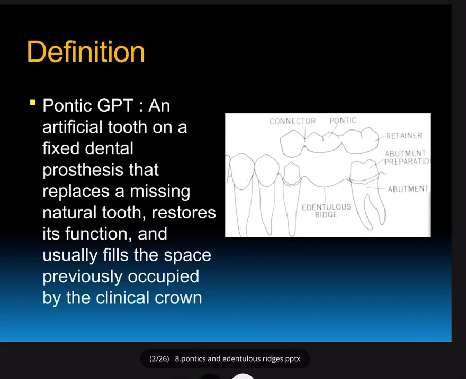This is the retainer on the abutment tooth. These are the adjacent teeth, which are called abutment teeth. We have to prepare these teeth, and over them we have to make the crowns, which are called the retainer. And between the pontic and the retainer, there is a connector.